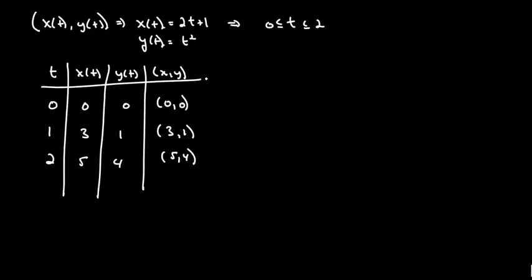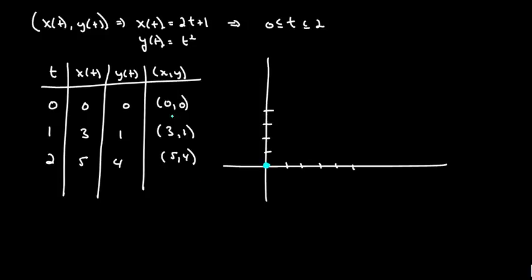Another way to think about this is, but just before I do that, let's just graph all these points. So 0, 0. Okay, we've got to go over 1, 2, 3, 4, 5, like that. So 3, 1: 1, 2, 3, up 1. And then 5 over, 4 up. So like this.